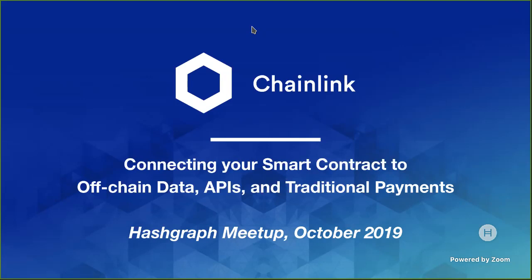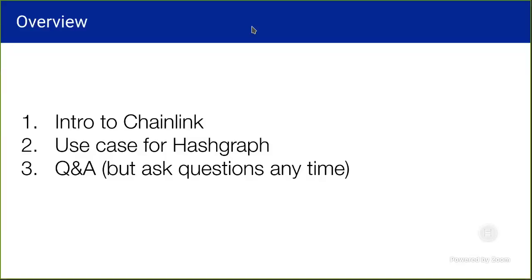Okay, good. So my name is Thomas and I work on Chainlink, which is a decentralized oracle network. As a brief overview, we're going to talk about what Chainlink is and how it can be used on Hashgraph, and then I'll go over the questions that have come in. Since this is a live stream, I can't really flip over to see the questions as they come in, so I'll just cover them at the end.